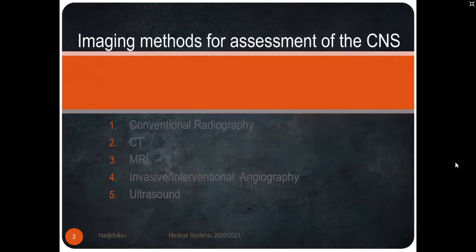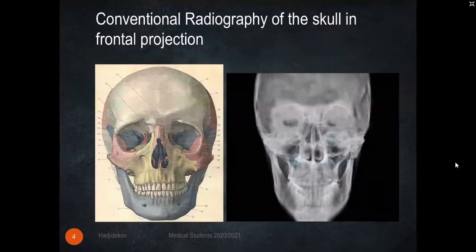Okay, so again, as with any other system, in the assessment of the central nervous system we usually use conventional radiography, but the most important role nowadays is played by CT and MRI. Of course, invasive or interventional angiography procedures are very important on some occasions for treatment, especially of some brain anomalies or aneurysm, and ultrasound has a limited role. So we will start to discuss each of these imaging modalities.